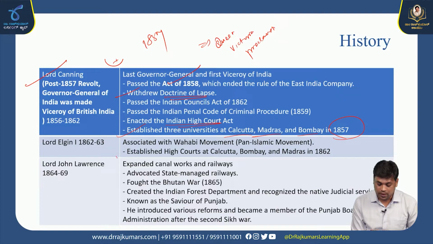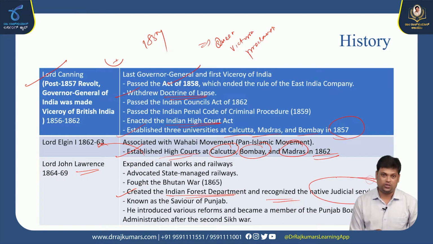Next, high courts in India were established at Calcutta, Bombay and Madras in 1862 during the time period of Lord Elgin. And John Lawrence, here you need to understand, the Indian Forest Department was created, and he also reorganized the Native Judicial Service as well. So it was the first time the creation of the Indian Forest Department, by John Lawrence.